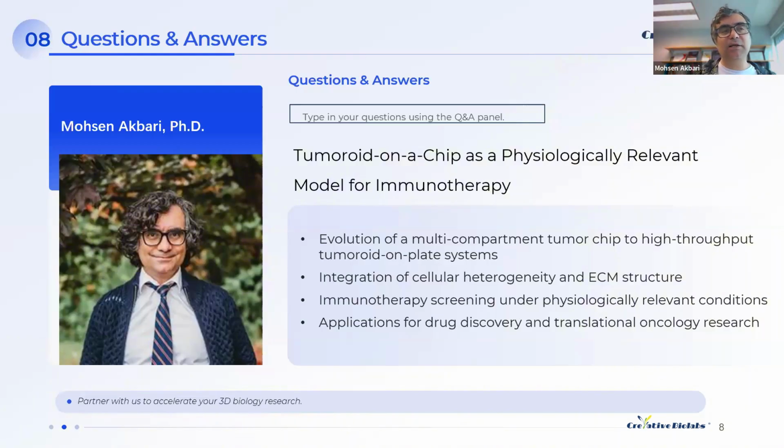But keep in mind that we are trying to improve traditional 2D culture systems. 2D culture systems clearly are not accurate. 90 to 95% of the drugs that reach clinical trial fail. So even if you can reduce that failure from 95% to 80%, there's still a huge gain. And we're trying to address this great issue.